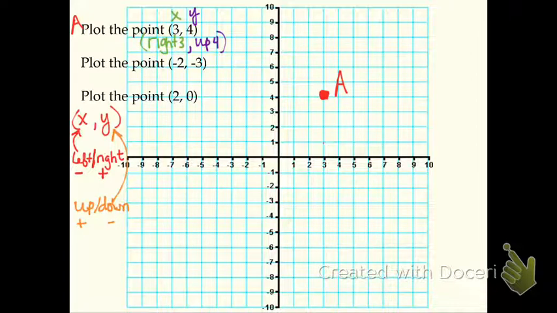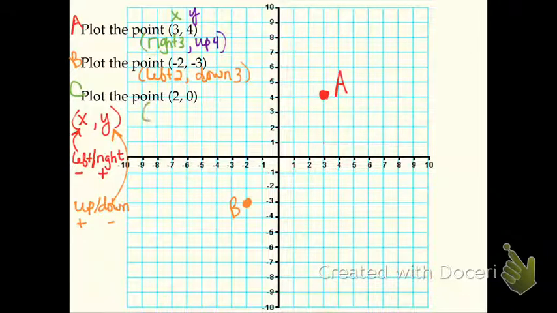Similarly, the ordered pair -2, -3, we're going to call it point B. The x coordinate is -2, which means left 2. The y coordinate is -3, which means down 3. So from the origin, we're going to go left 2 and then down 3. And again, we just want the point. That's our final solution. And then this last point we're going to call C, which is 2, 0.